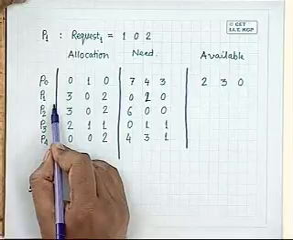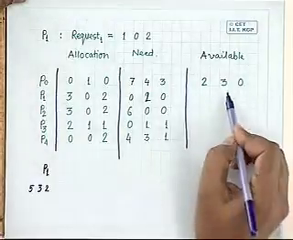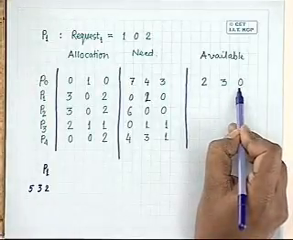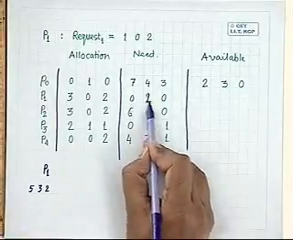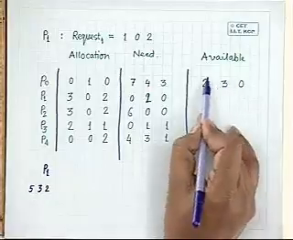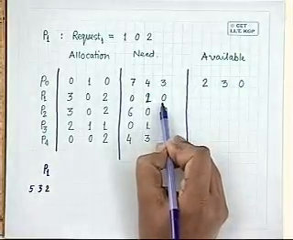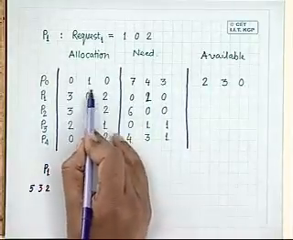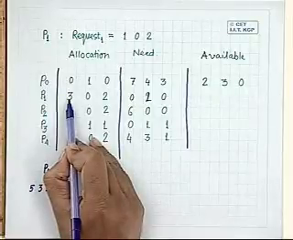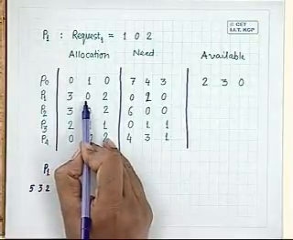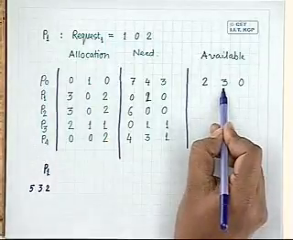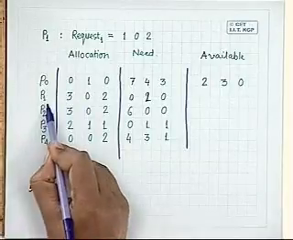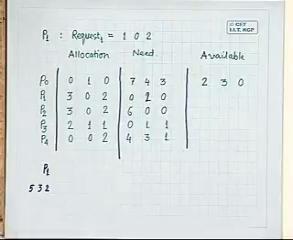When we come to process P1, our available number of resources was 2, 3, 0. The need of process P1 was 0, 2, 0. So this need can be met by the available resources, and process P1 can complete its operation. On completion, process P1 will release all the resources already allocated to it. So available will now be the currently available resources plus the resources allocated to process P1. On completion of process P1, the available resources will be 5, 3, 2.